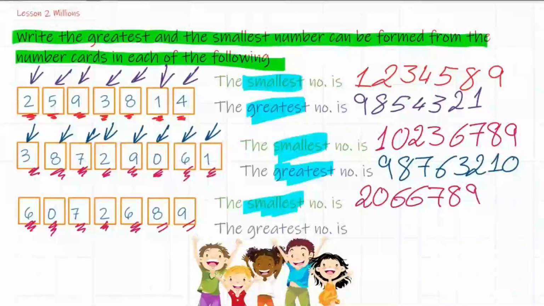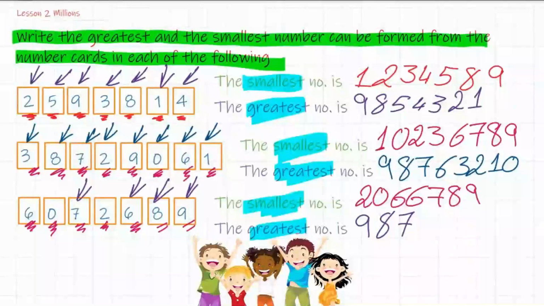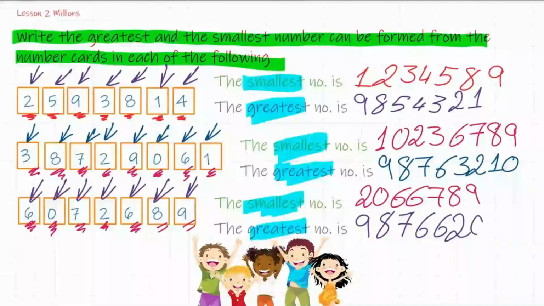Okay, let's move to the greatest number that can be formed from these digits. The greatest digit here is 9. So let's start with it. And we have 8, and we have 7 here, and then 6, and we have another 6. And we have 2, and the last digit is 0. So that's how we can form the greatest number and the smallest number from a group of digits.